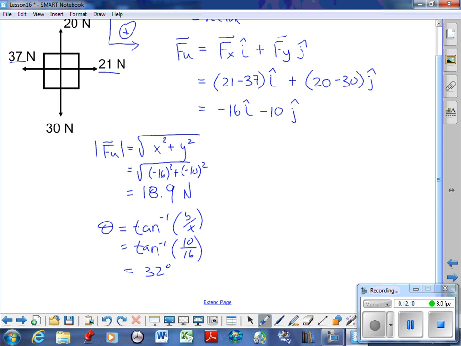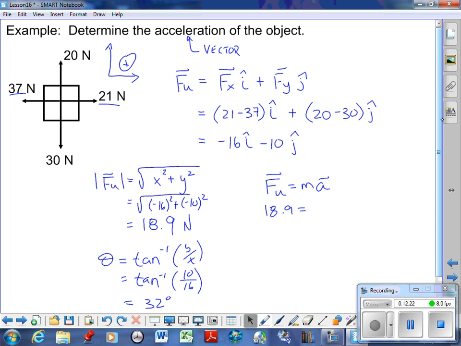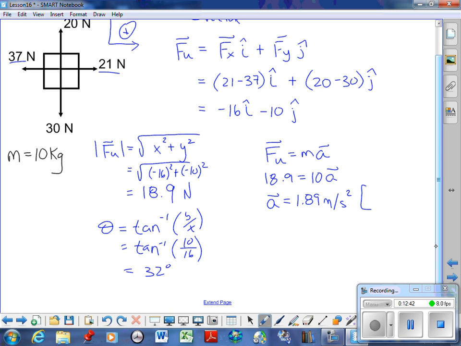Okay, so we want to find acceleration. So Fu equals ma. The unbalanced force was 18.9. The mass of the object is not given, so let's give it a mass. Let's put mass is 10 kilograms, which makes the math a lot easier. So my acceleration would be 1.89 meters per second squared, and the direction is the same as my unbalanced force.